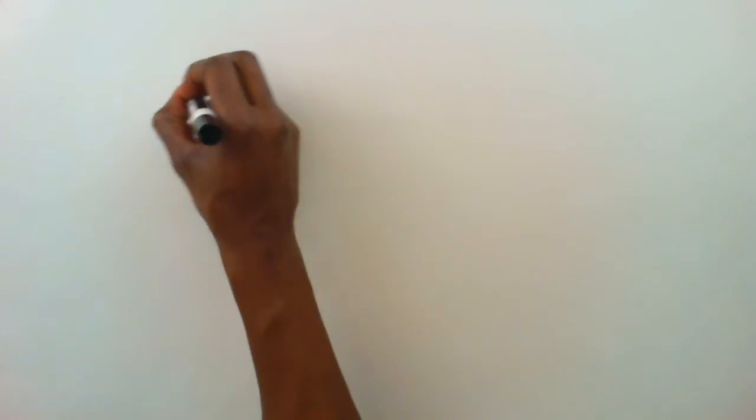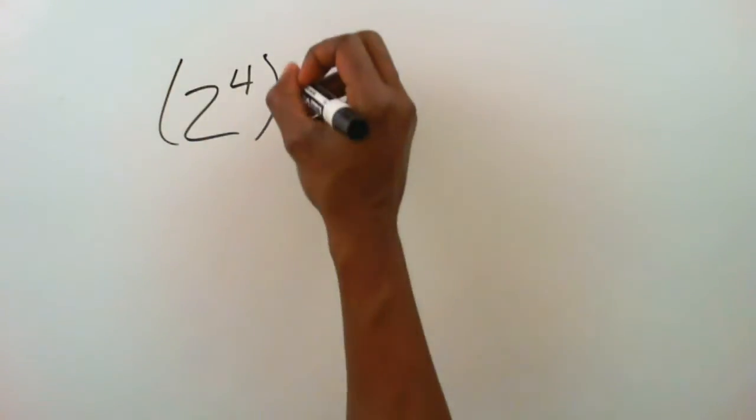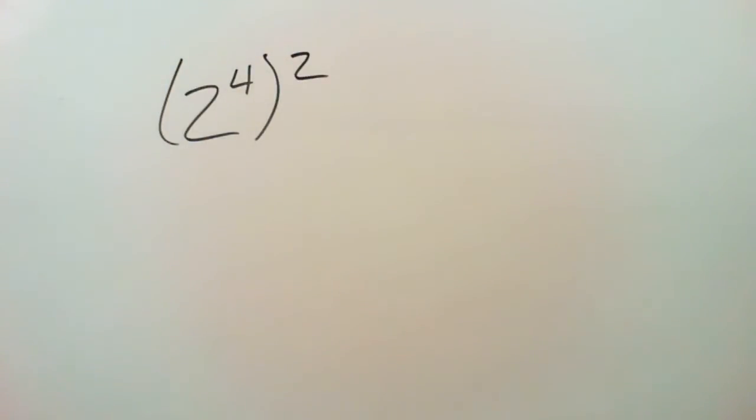The rule for a power to a power. This rule tells you that when you raise an exponential expression to a power, keep the base and multiply the exponent. For example, take the expression 2 to the fourth power raised to the second power. Since we are raising the exponential expression 2 to the fourth power to a power, we can apply the rule for a power to a power and keep the base and multiply the exponents 4 and 2 like this.